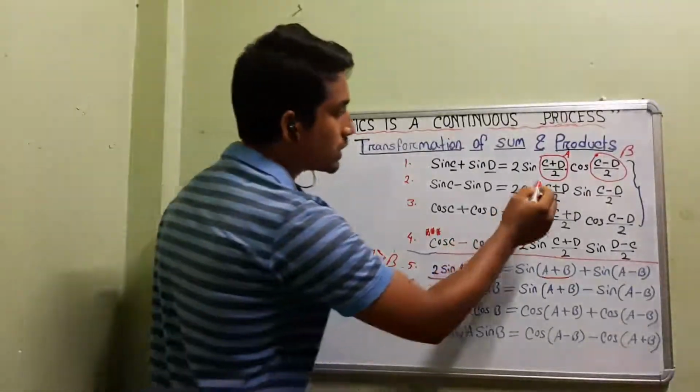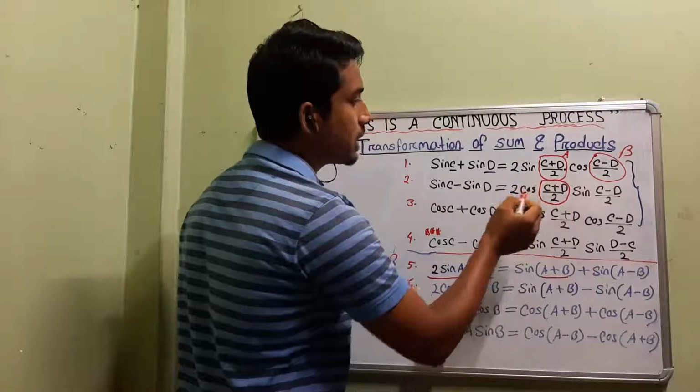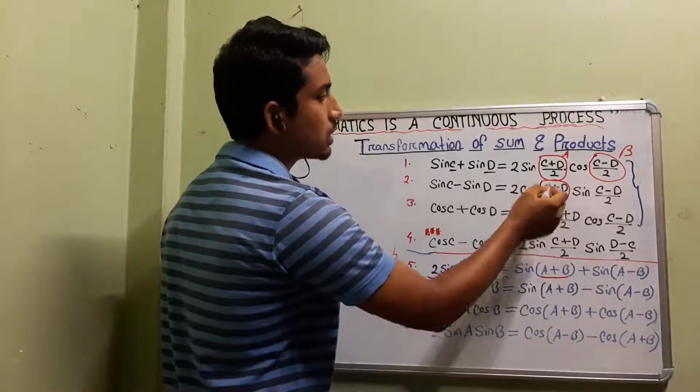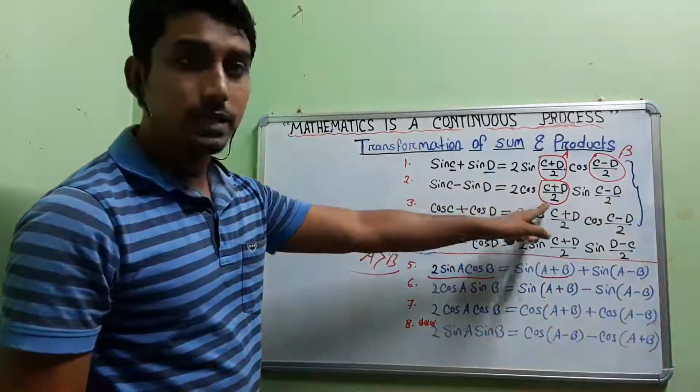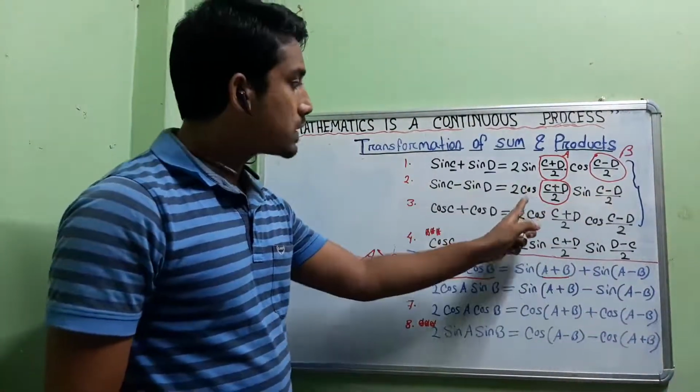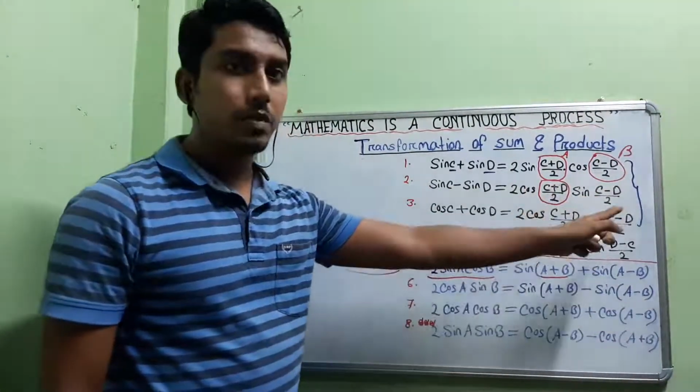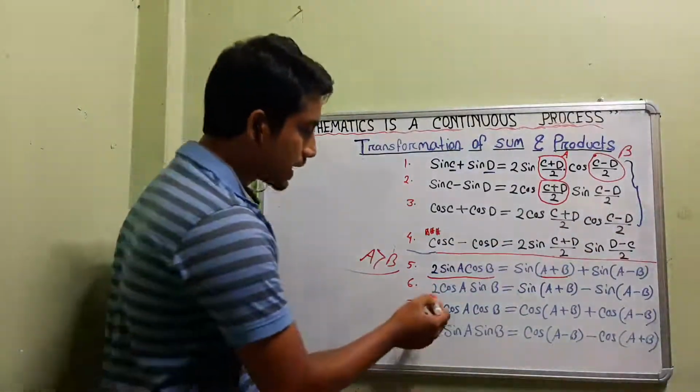Similarly, the second one, you see, 2 cos A sin B, isn't it? Now cos is taking A and sin is taking B. If I consider this one as A and this one as B, now cos is taking A, sin is taking B. 2 cos A sin B. This is the second one.